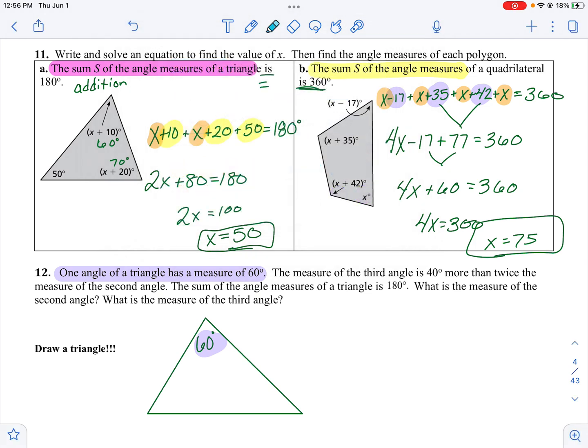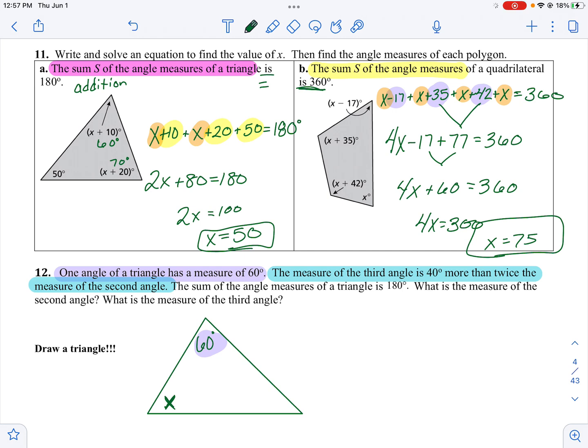The measure of the third angle is 40 more than twice the measure of the second angle. Okay, hold up. I don't know anything about those two angles. I know the first angle is 60. I don't know what the second angle is. I don't know what the third angle is. I have no idea what those measures are. All I know is that I've got 40 more than twice the measure. So in place of my unknown, let me put an x, my variable.